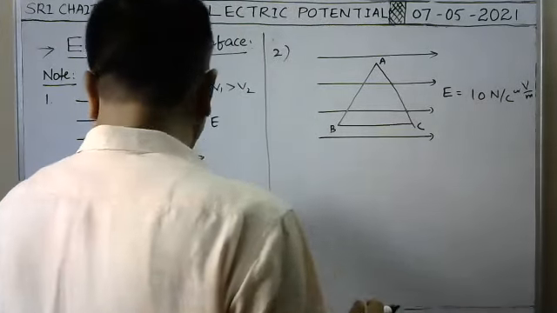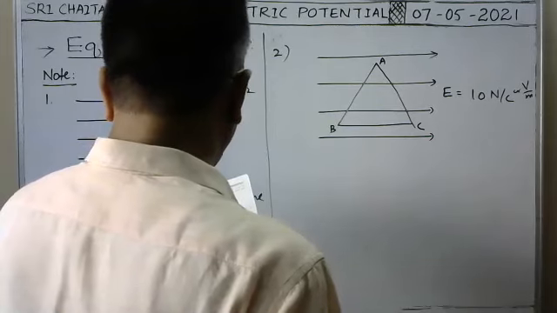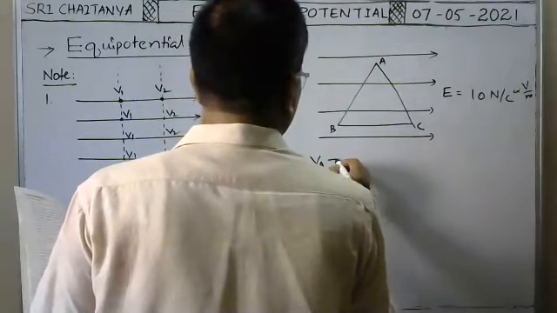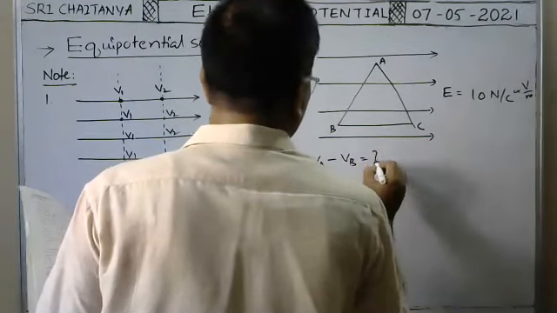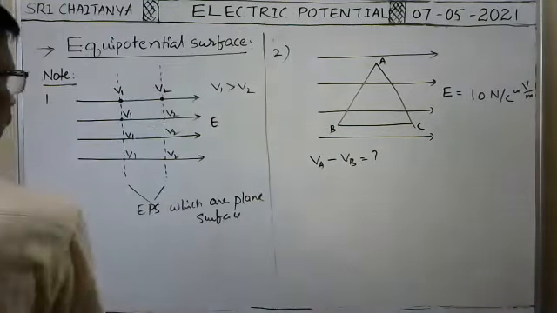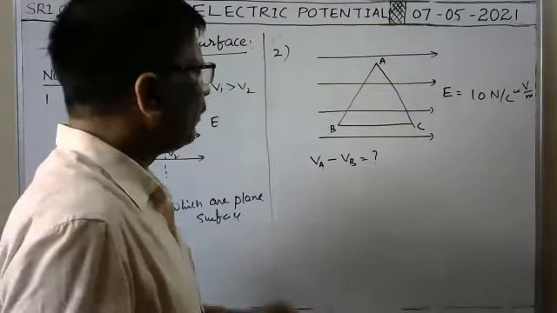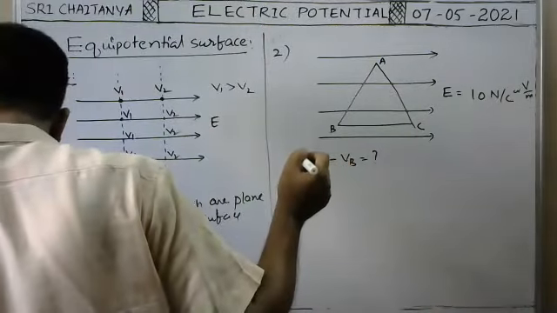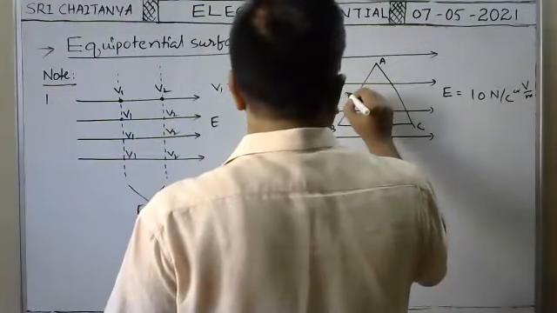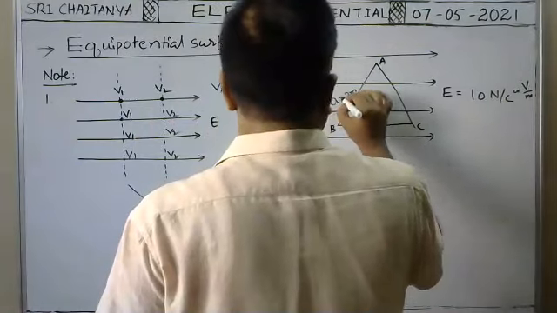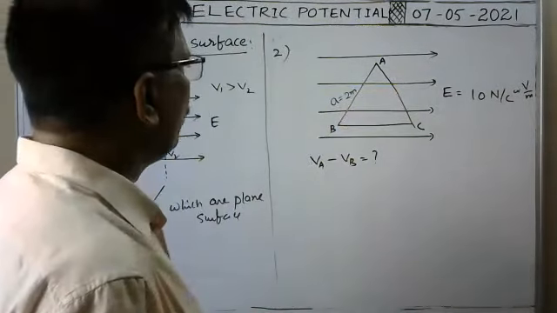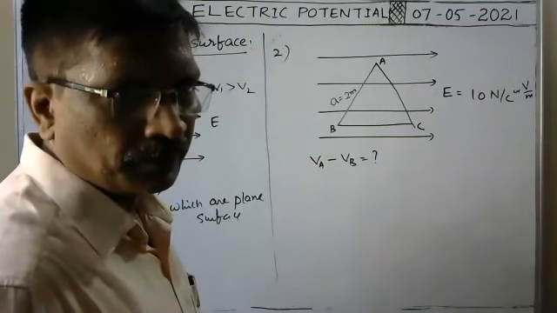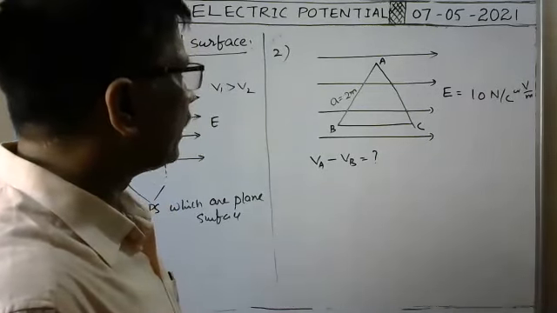Then what is the potential difference VA minus VB? That is the question they asked. The side is given as 2 meter, so side A is equal to 2 meter. VA minus VB is what? That is the question. First of all, tell me, is VB greater or VA greater?